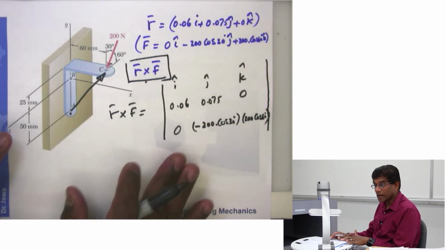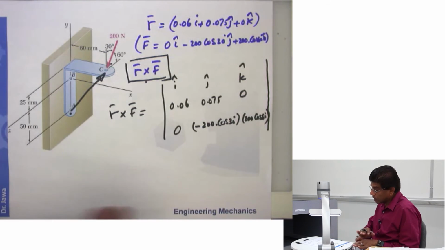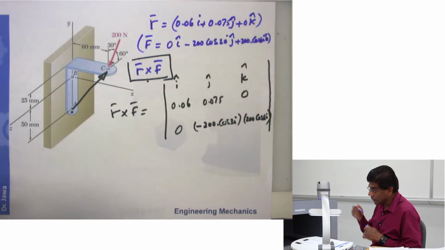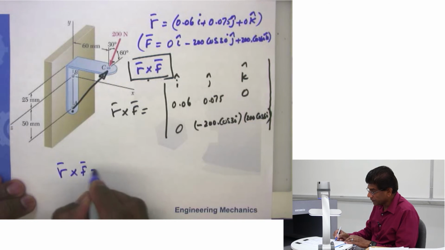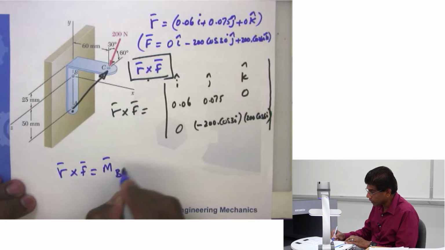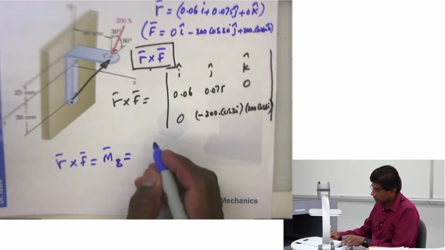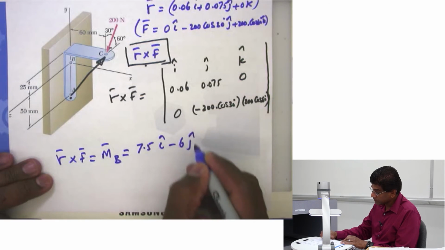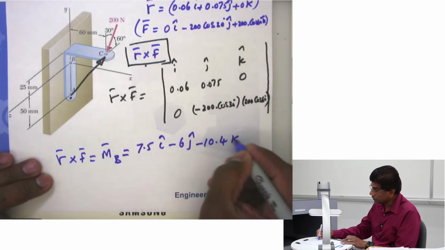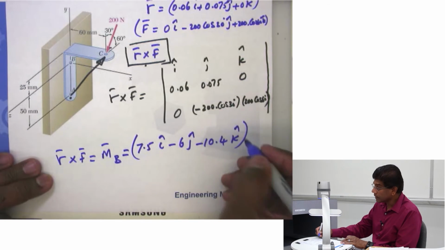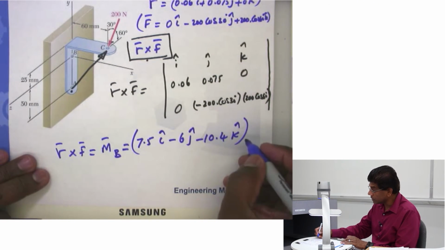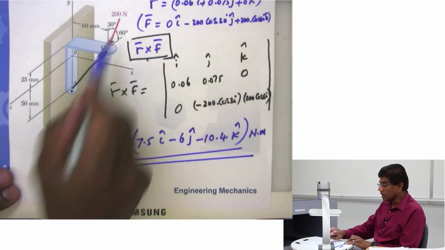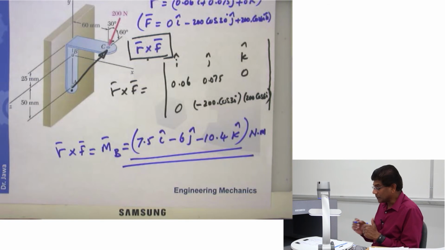Now, I'm not going to spend time expanding this because you should know this. If you did not, look up another lecture where I have explained this one. And all I have to do is evaluate. If I evaluate, R cross F is my moment vector about point A, and that happens to be 7.5 i minus 6 j minus 10.4 k. This is the answer, and the answer is not complete without units, and the units in this case are Newton meter. So the moment of a force about this point has been calculated.